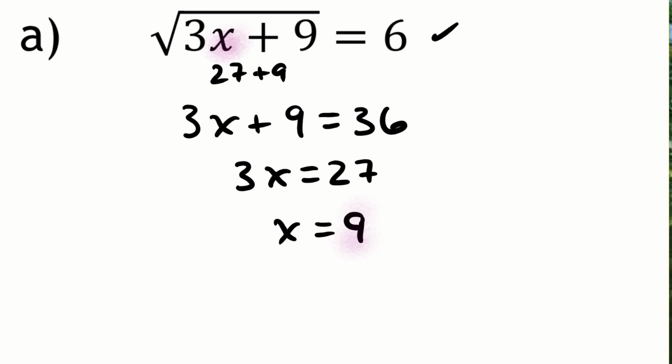And you can see, yeah, now that that's 36, I've got the square root. The square root of 36 is 6, which is exactly what it was supposed to be on the other side of the equation. So when x is 9, the expression becomes 36, and the square root of that expression is supposed to equal 6, and it does.